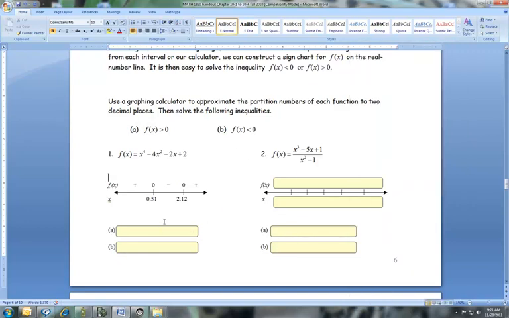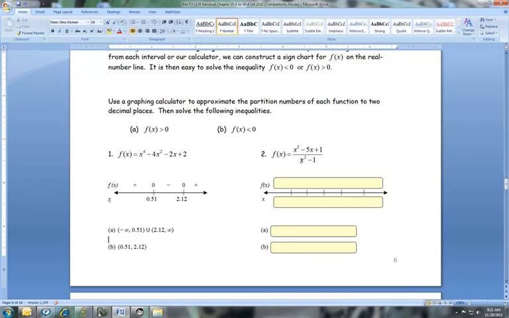Now to answer the question, my function is going to be, when it's greater than 0, it's in the sections that are positive. So from negative infinity to 0.51, and then 2.12 to infinity. So that would be how I'd expect you to answer it. When my function is less than 0, it is in the sections where it's negative. So a parentheses, 0.51, comma, 2.12 should be my answer there.